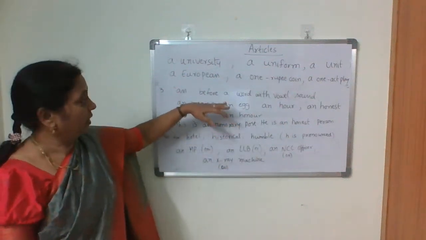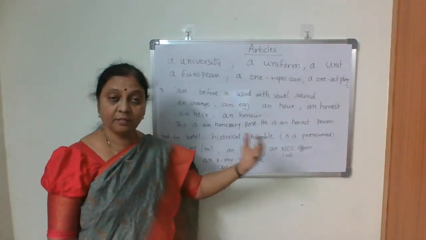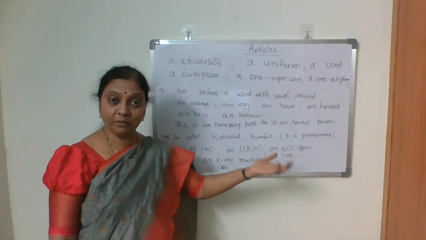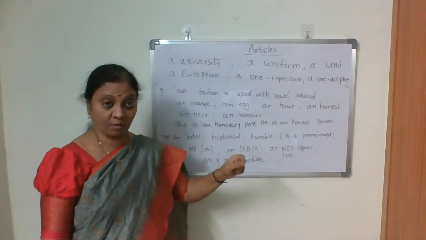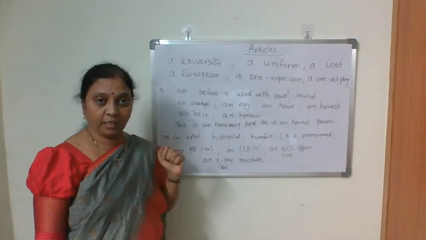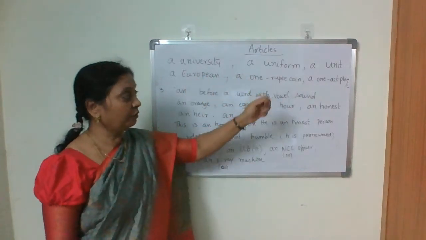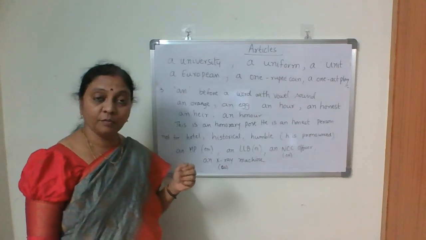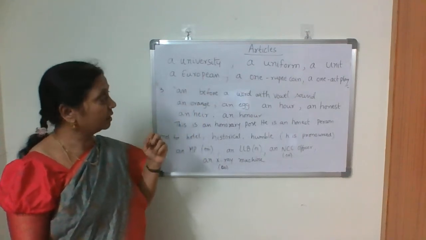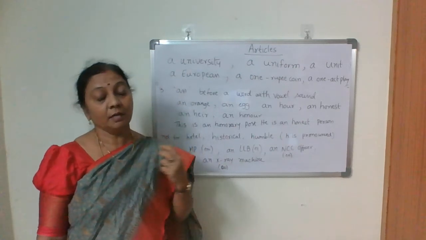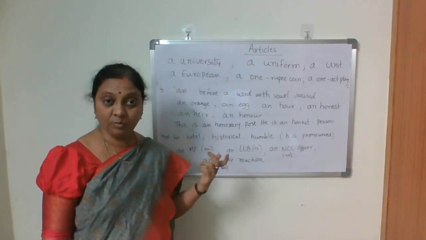So with the consonant sound, I said. The article, actually, we use "a" before a word with a consonant sound, isn't it? But even university, you see, for example university, uniform, unit, European. If you look at these words, then what's the starting pronunciation? Look at the pronunciation, because these are consonant sounds.